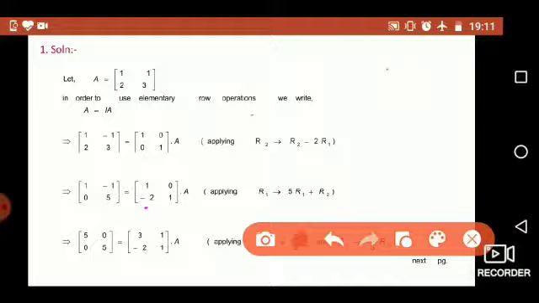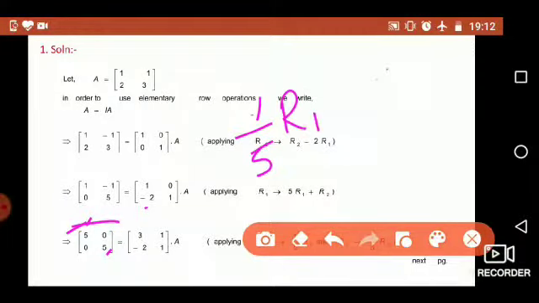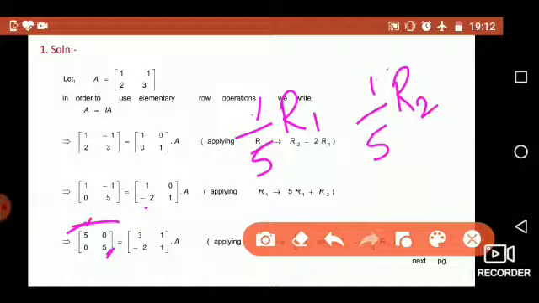If you look at the left hand side, we have the matrix containing the elements 5, 0, 0, 5. Here we want 1 in the first row first element and 1 in the second row second element. To get 1 in the first row, we will apply 1 by 5 times R1, and to get 1 in the second row, we apply 1 by 5 times R2, these two operations separately to the first row and second row on both the sides.